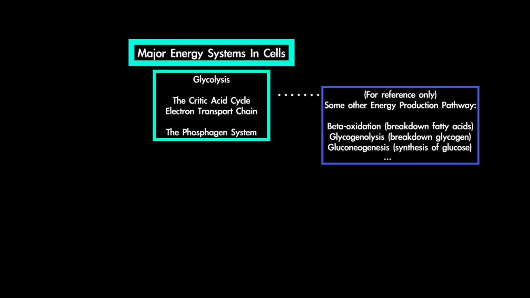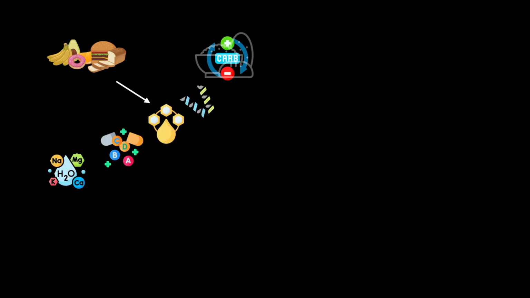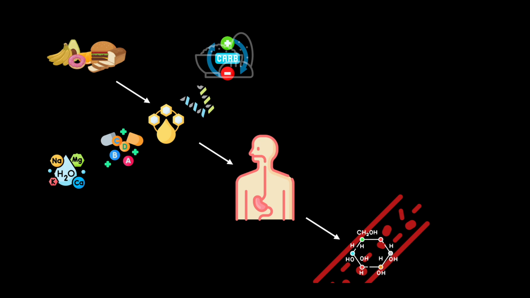Today we're going to take a look at the major energy production systems, muscle fiber structure, and what you can do to train smarter with all the information. To do this, let's take it all the way back to the beginning. First, you have food, then carbohydrates, proteins, fat, vitamins, and minerals. After a series of processes in your digestive system, you have glucose, slowly releasing to your bloodstream.